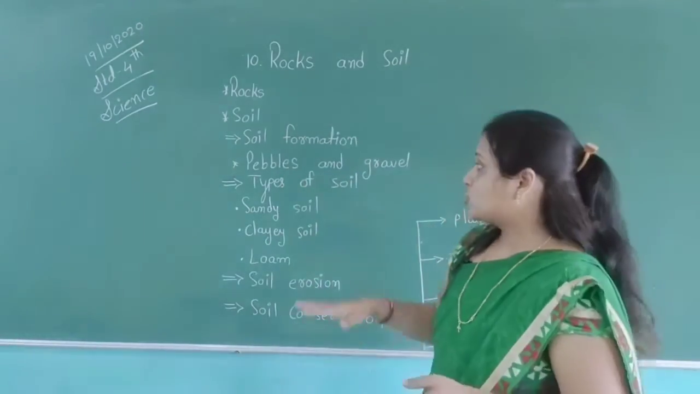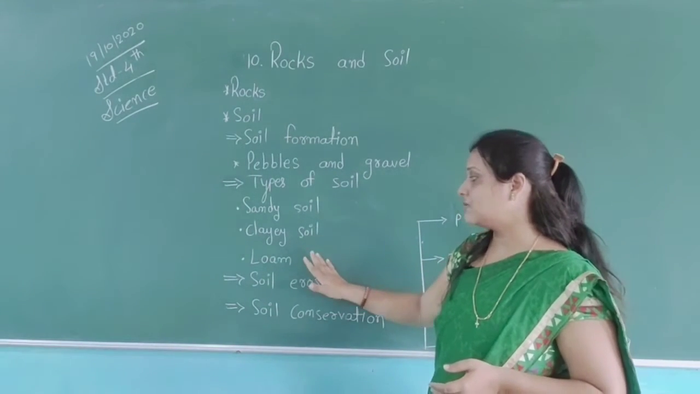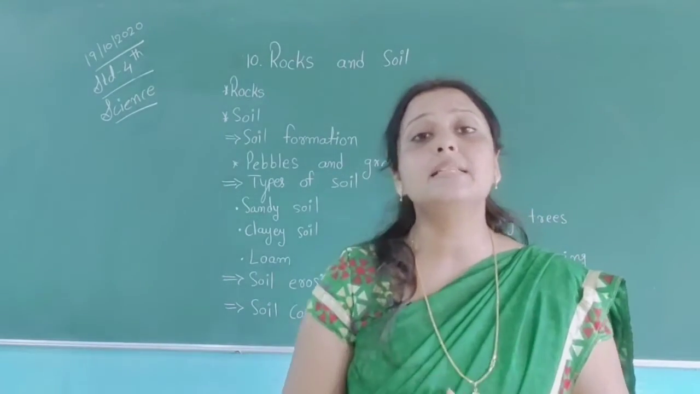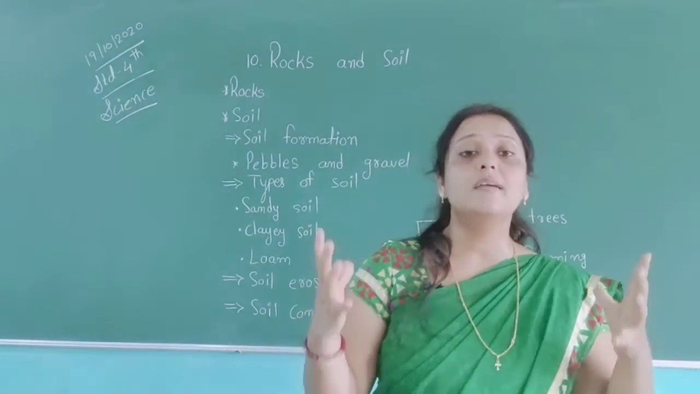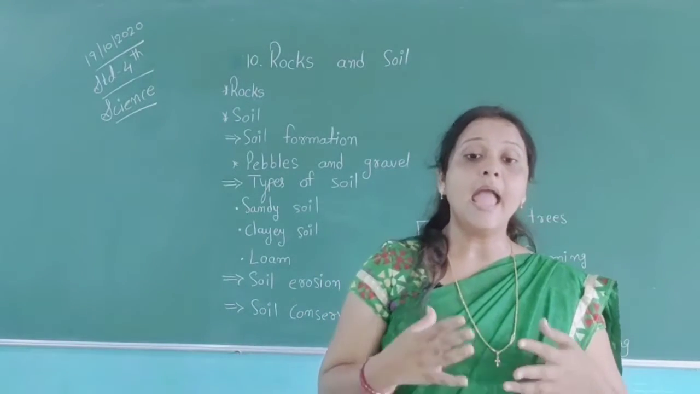Then types of soil. We have three types of soil: sandy soil, clay soil, and loam. Sandy soil consists of big sand particles. It is dry and light.